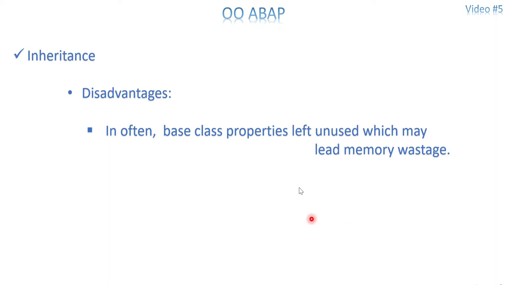So you have to design very properly which attributes come under the superclass and which come under the subclass, and which are public, which are protected, or private attributes. Okay.